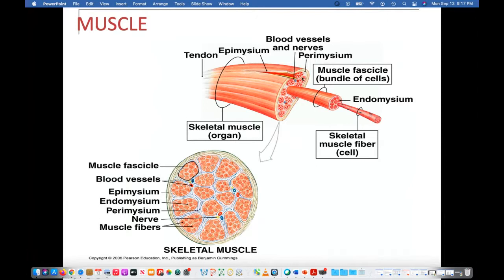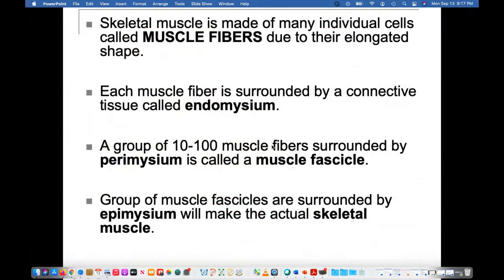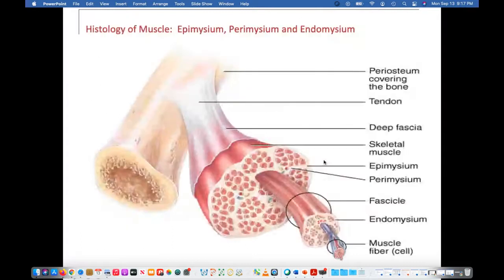Then you have a bunch of fascicles in here. Here's a fascicle, and here's a fascicle, and here's a fascicle. Again, within each fascicle are a bunch of those muscle fiber cells surrounded by endomysium. When you have a bunch of those fascicles, they are surrounded by an epimysium. So you will have a group of muscle fibers surrounded by a perimysium, and that's called a muscle fascicle.